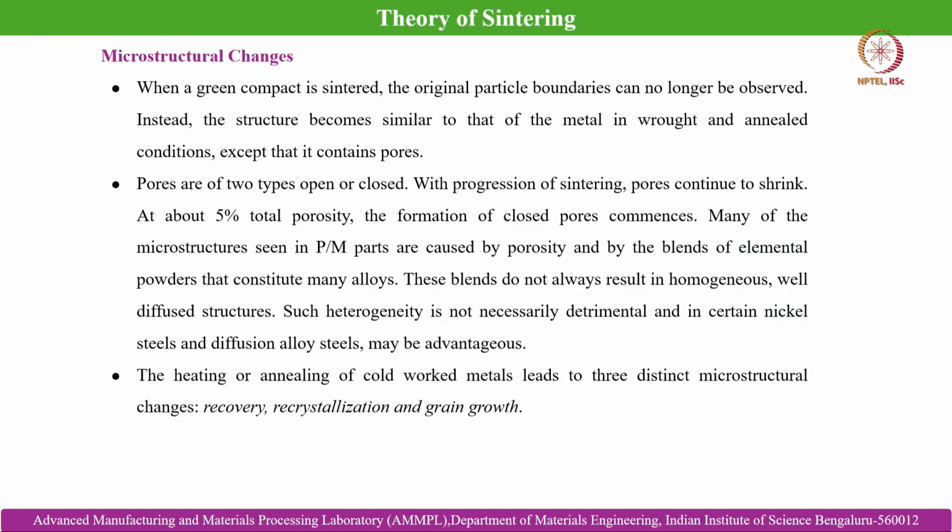And the microstructural changes. When a green compact is sintered, the original particle boundaries can no longer be observed. Instead, the structure becomes similar to that which metal in wrought and annealed conditions generally demonstrates. The only difference is that a powder metallurgy part generally contains pores trapped at the grain boundary triple points as closed isolated porosity. The pores are of two types, open or closed. With progression of sintering, pores continue to shrink. At about 5% total porosity left, the formation of closed pores commences.